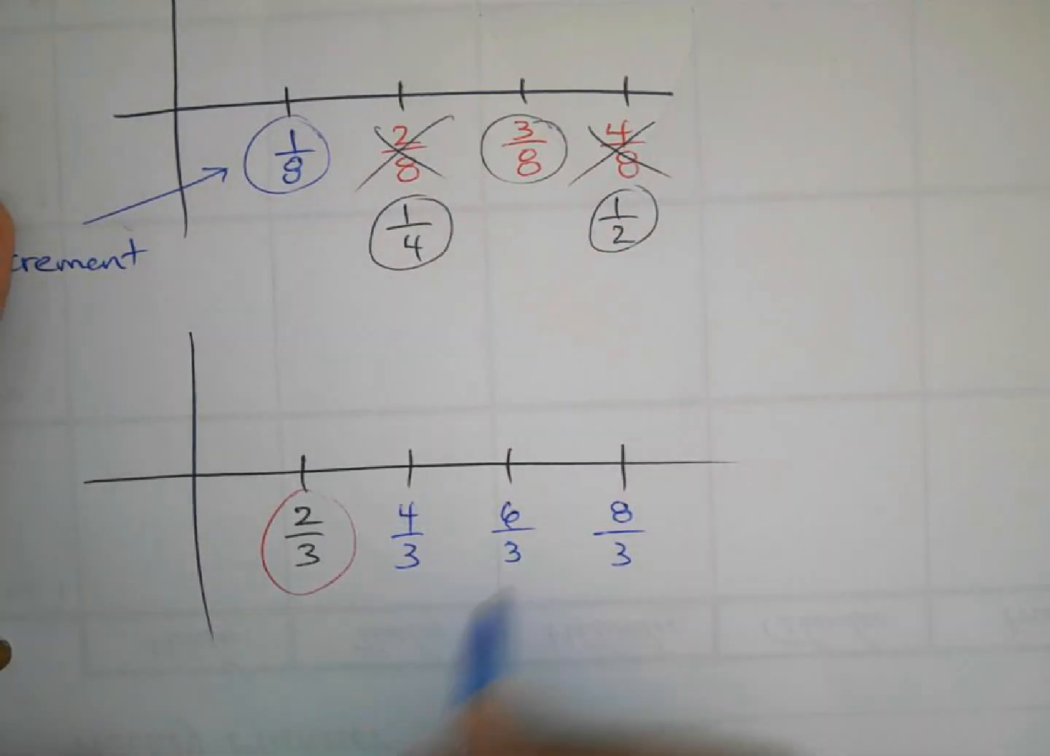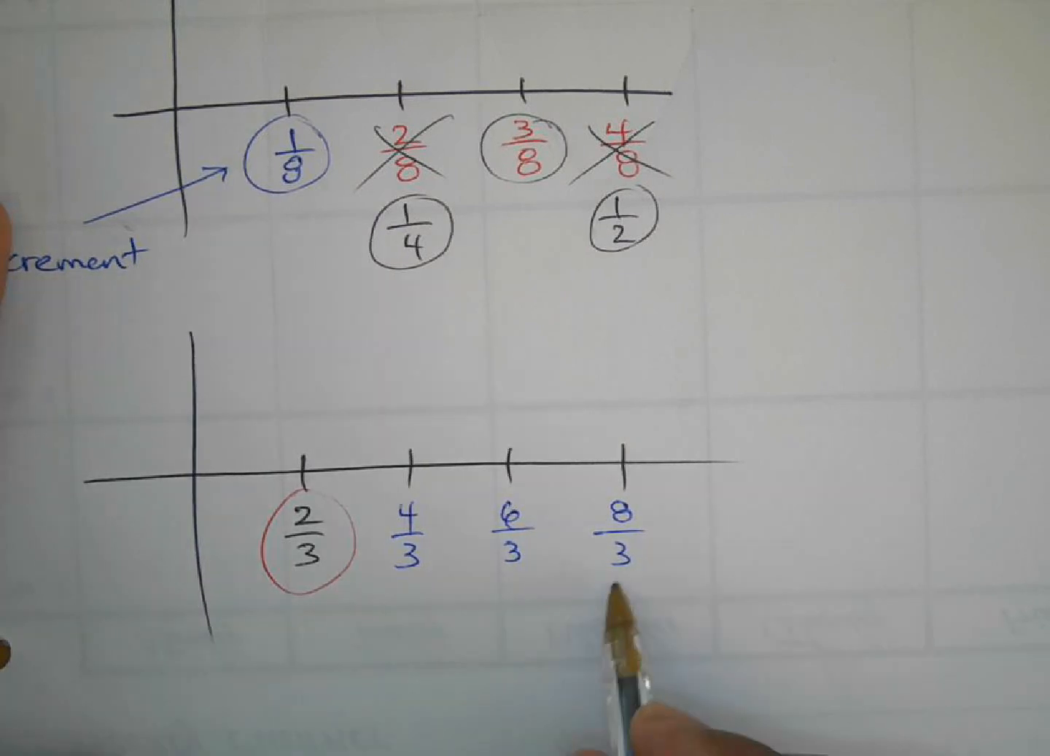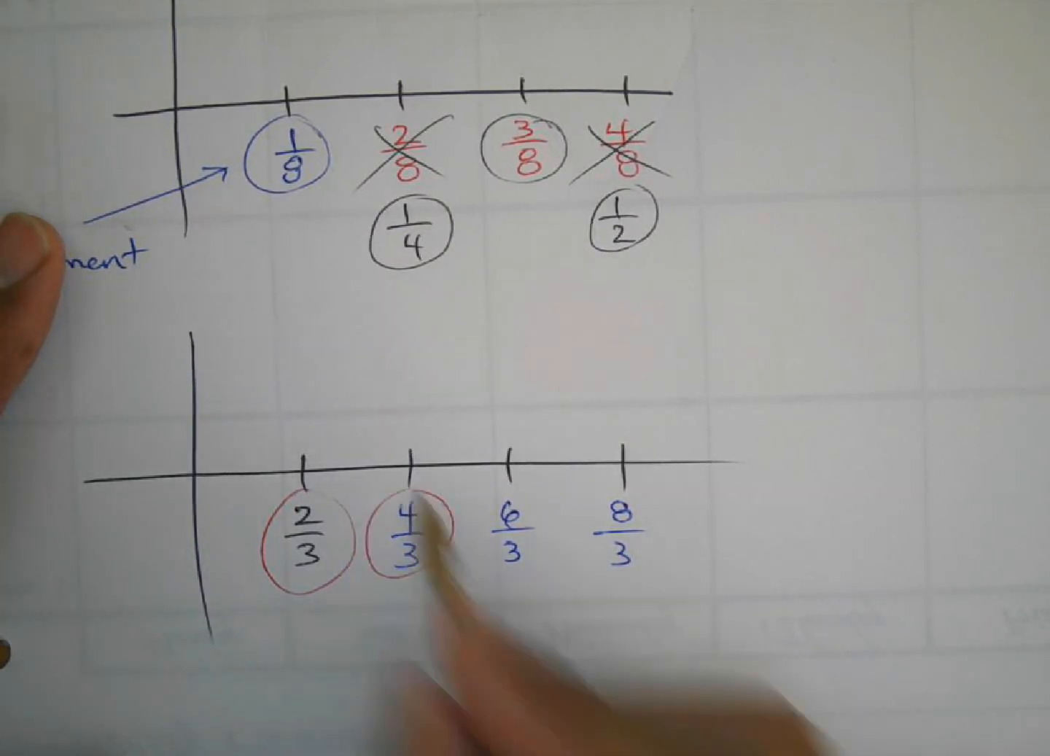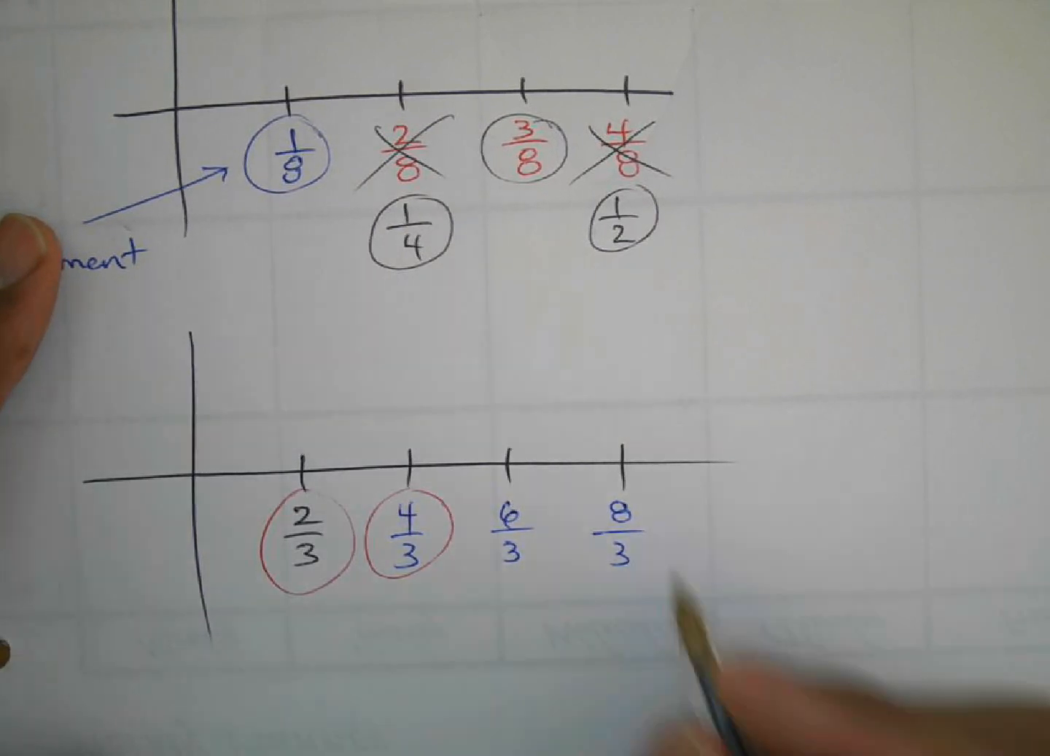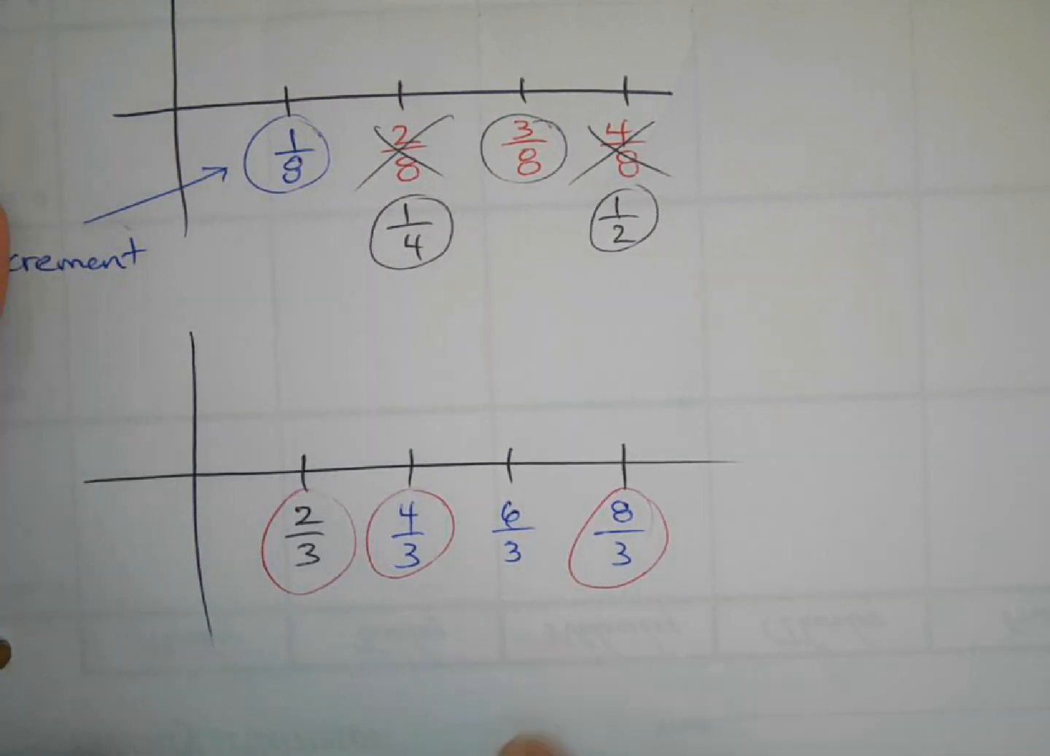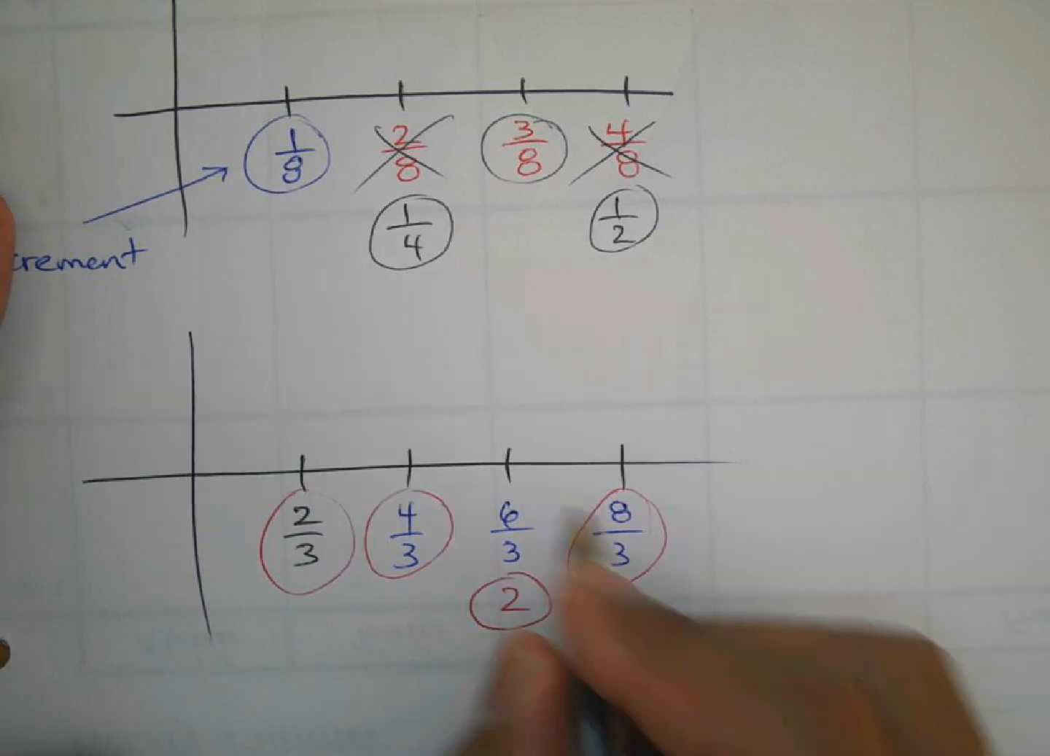Correct. Now again, look to simplify. Any of these that you're able to reduce or simplify: not 4/3, that's okay. Not 8/3, that's okay. 6/3. 6/3 is 2.